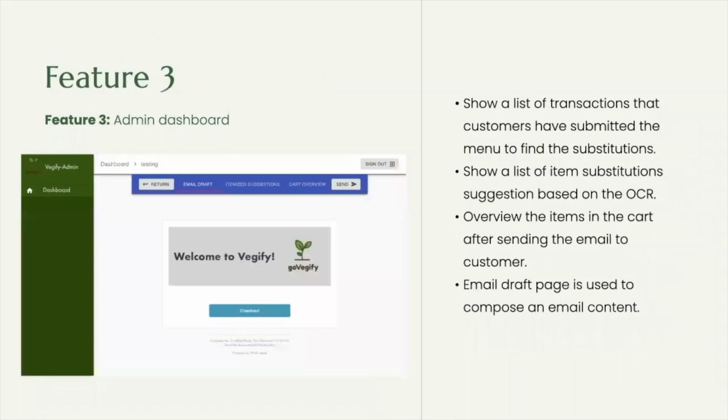Next, feature 3 is building the admin dashboard. Some sub-features are validating user authentication, a list of transactions that the customers have submitted with their menu, and a list of item substitution suggestions based on the OCR results. The admin is able to compose the new email content and send an email to the customer. Next, Katherine will be going over additional features.